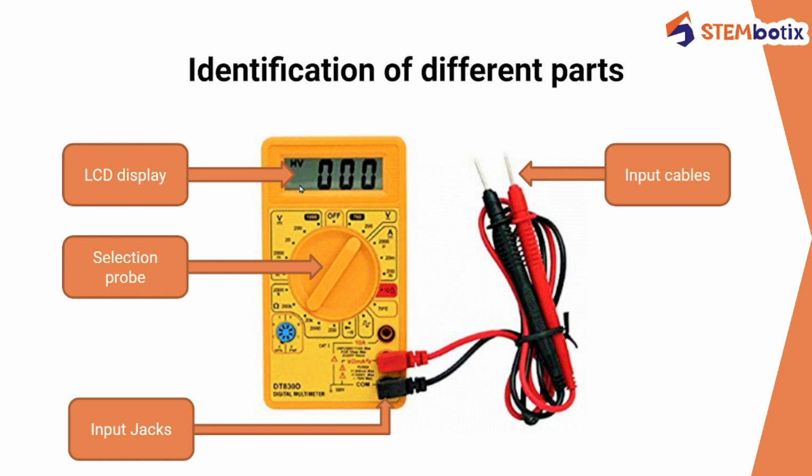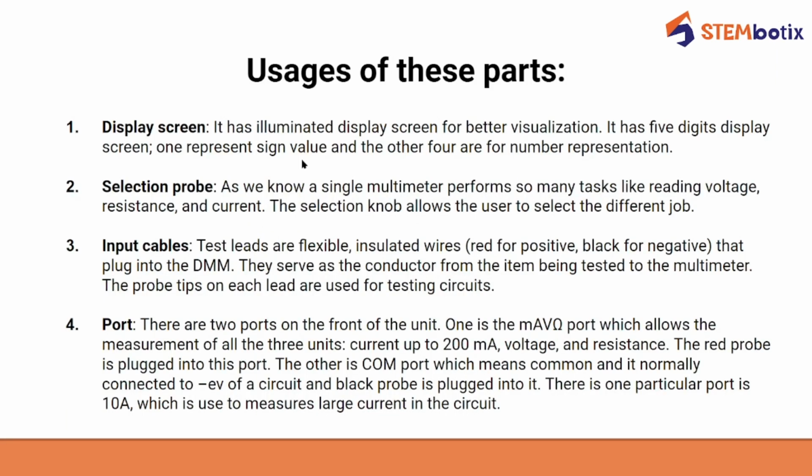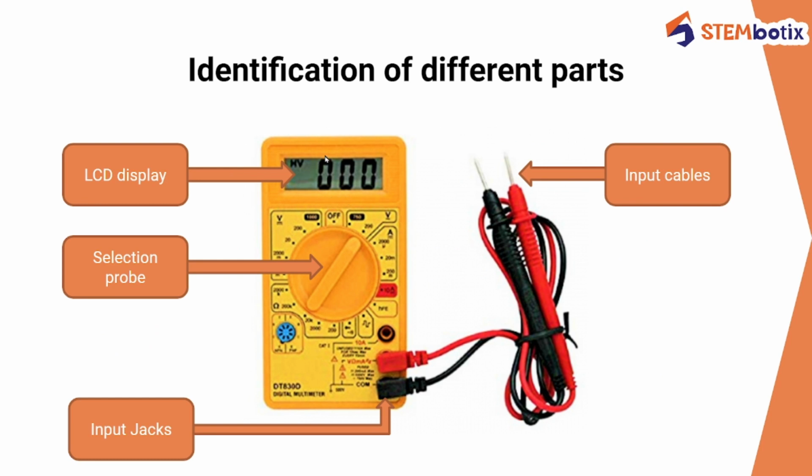And here the first segment stands for its sign, whether it is positive or negative. So that is the sign value, and the latter 4 segments are there to display the output value, or you can say number.